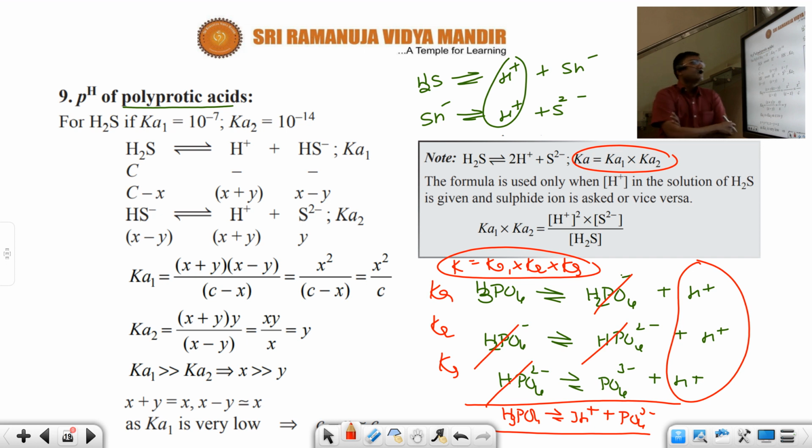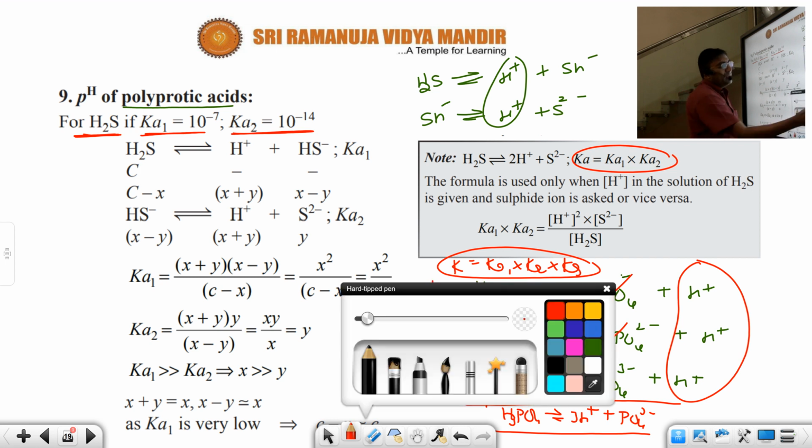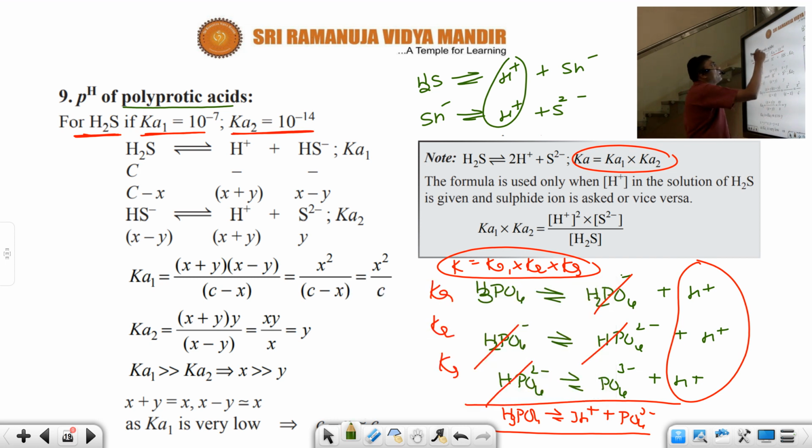It's a very interesting subject, this polyprotic stuff, so look at it very carefully. Now for H2S, students, have a look. The K1 value is given as 10 power minus 7, and the K2 value is given as 10 power minus 14. My question is, which is greater? Very important. K1 is greater than K2. My question is why?